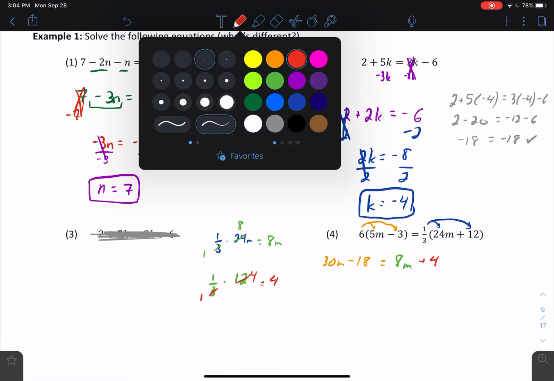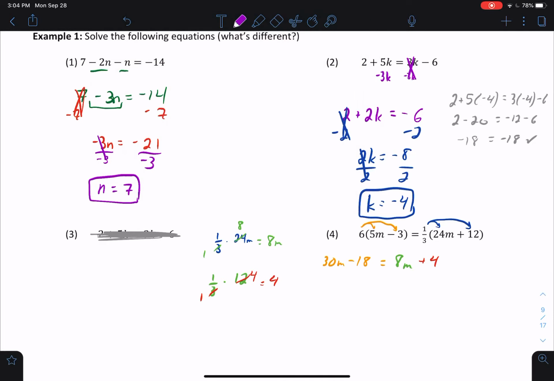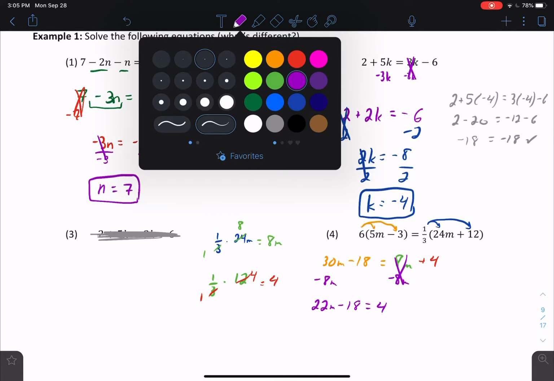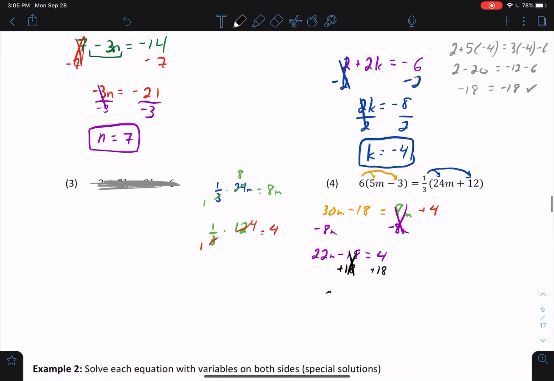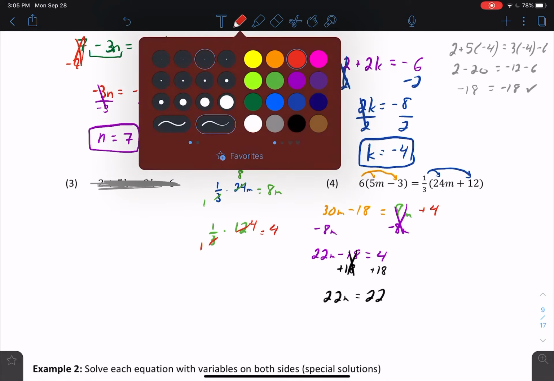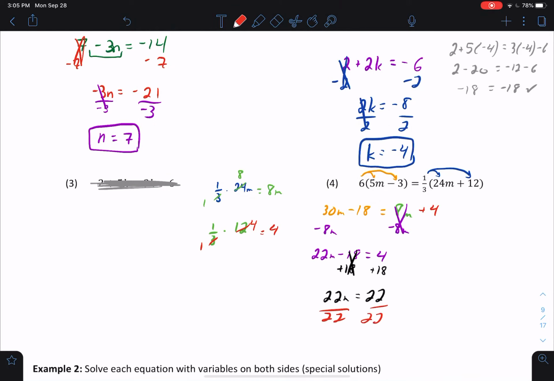All right, so from here, get the variables on one side. So I'm going to get the variables over to the left-hand side. How am I going to do that? I'm going to move the 8m over. So that's going to be 22m minus 18 equals 4. Next step, I'm going to add 18 to both sides because now I got to get the numbers to the other side. So I've got 22m equals 22. Final step is to divide both sides by 22. And I'll get m equals 1.